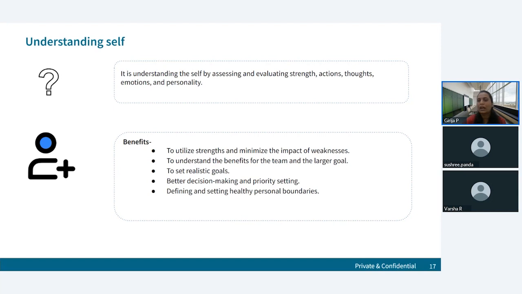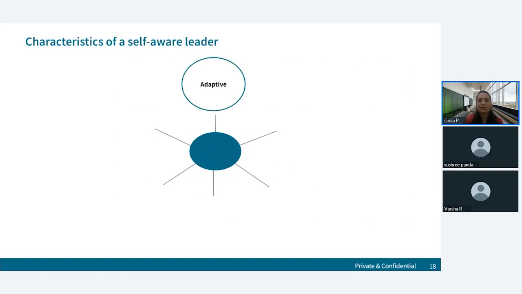Now we have understood ourselves, let's move ahead and see what kind of characteristics you develop if you understand yourself. First is adaptive. If you are well aware of yourself, you become more adaptive, you adapt to the situation, and you change yourself based on that situation. Then it's responsive. Now that you're well aware of yourself, first you listen and observe the situation. Based on that, instead of reacting, you will respond to that situation. It will definitely help you to develop self-control.